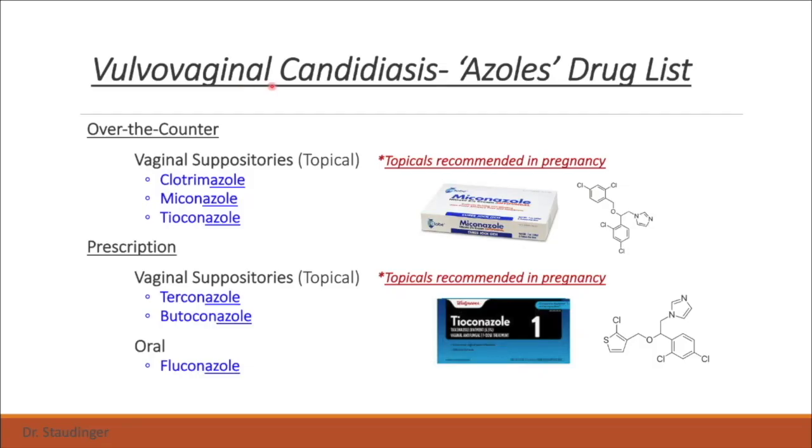The vulvovaginal candidiasis azoles drug list is shown here. There are over-the-counter remedies and prescription remedies. Vaginal suppositories include clotrimazole, miconazole, tioconazole. Prescription vaginal suppositories include terconazole, butoconazole. I'm going to cover specifically fluconazole.